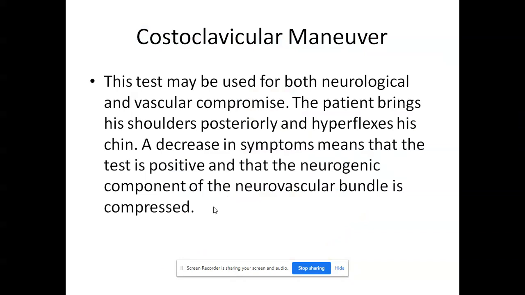This test may be used for both neurological and vascular compromise. The patient brings his shoulder posteriorly and hyperflexes his chin. A decrease in symptom means that the test is positive and that the neurogenic component of the neurovascular bundle is compressed.